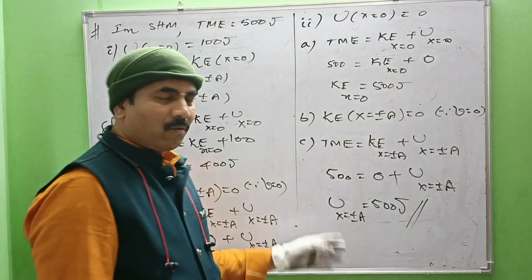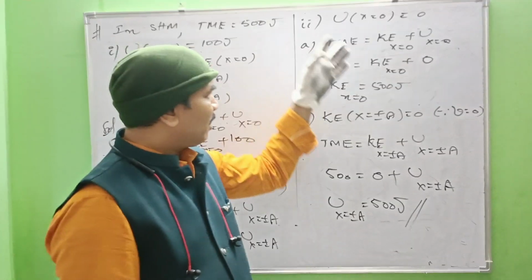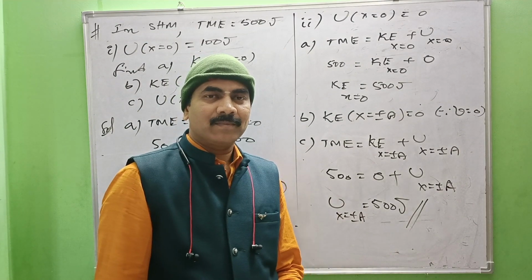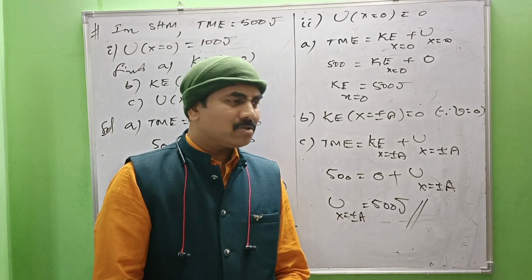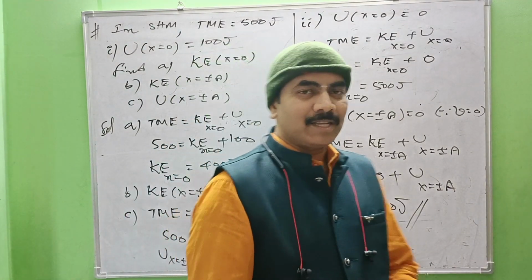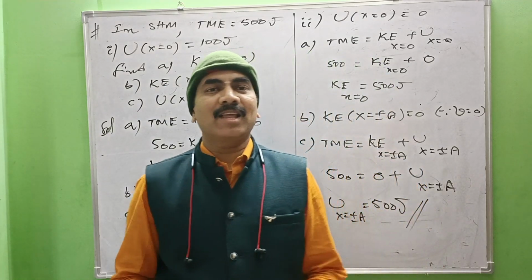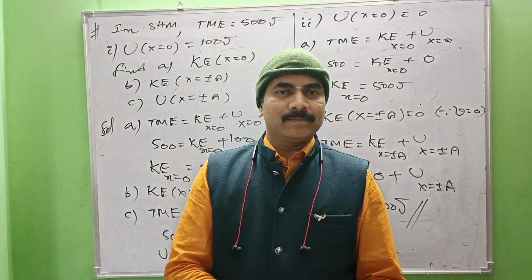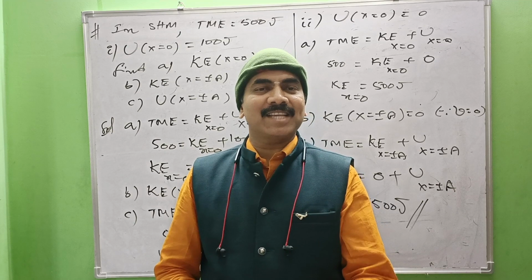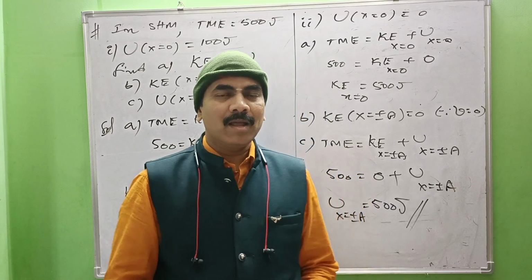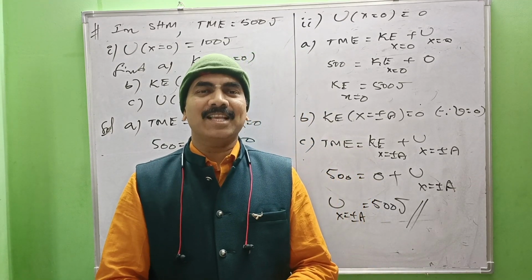So that's how one can find all the unknown quantities, making use of the conservation principle, right? Total mechanical energy at any position during oscillation of the particle remains constant, even though potential energy as well as kinetic energy changes with time or position. Total mechanical energy remains conserved.